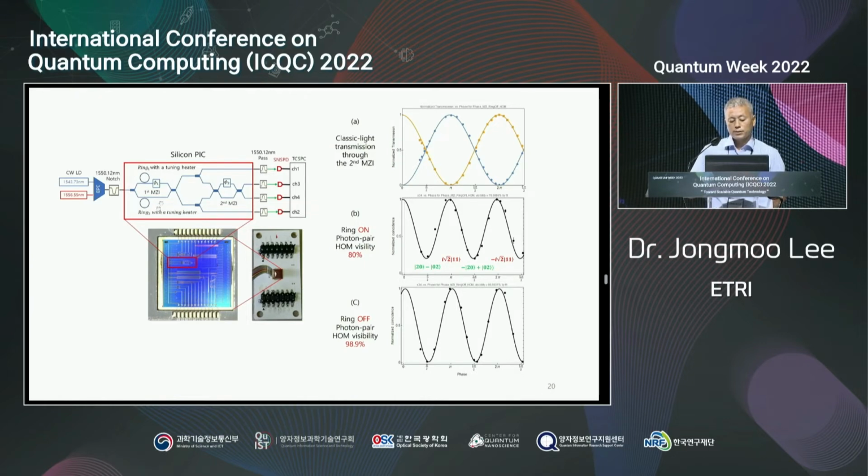The photon pair is generated through the silicon waveguide, and we control the resonance of the ring, also control the phase of the Mach-Zehnder interferometer, and we can characterize many things with the circuit. And one of them is the Hong-Ou-Mandel interference of the two photons. And we got the 80% Hong-Ou-Mandel visibility with the photon pairs from the ring, and the 98.9% visibility with the photons from just straight waveguides.